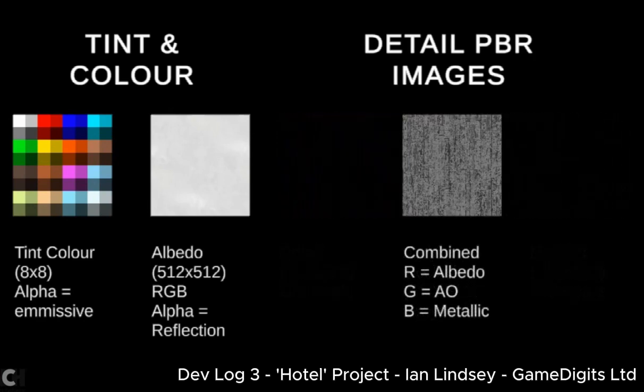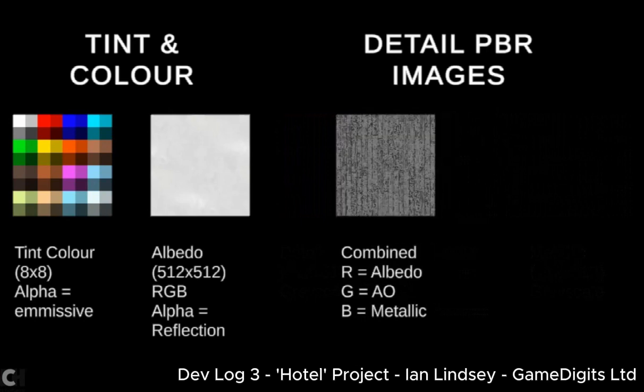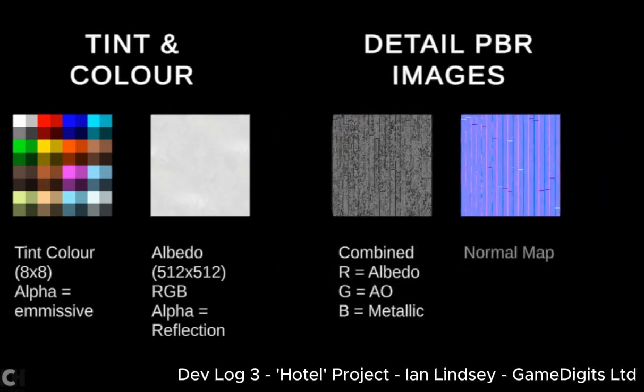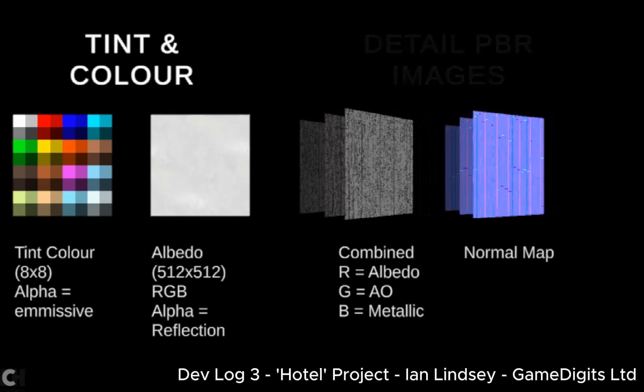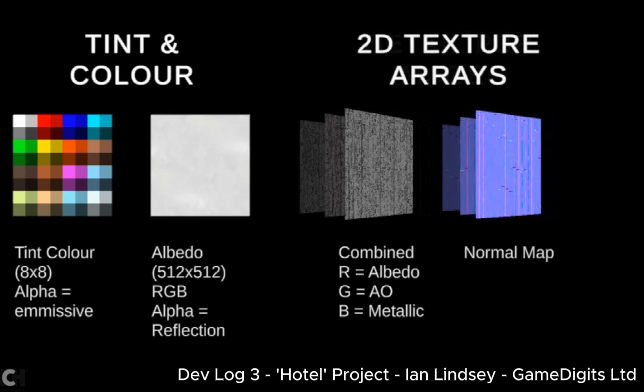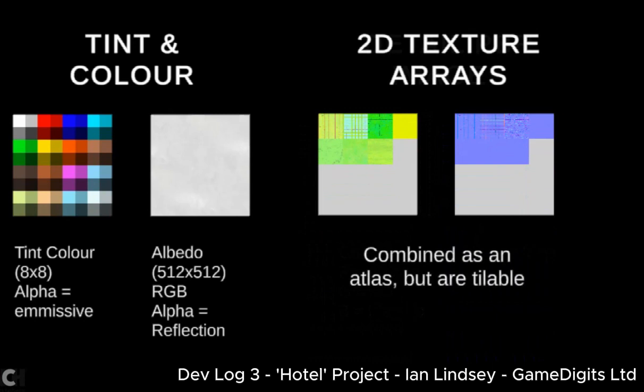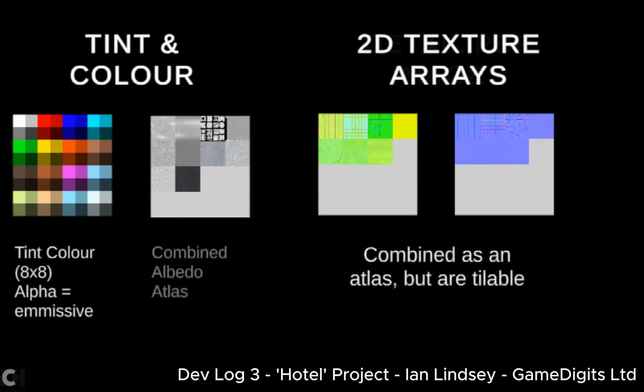Therefore we can have all of the information about a PBR material just in one image, and then also add a normal map. Given there's lots of materials in the game, I combine these into a 2D texture array. This will allow the detail textures to be tiled even though they're all combined into one image. I also atlas the colour texture so everything's in one image too.